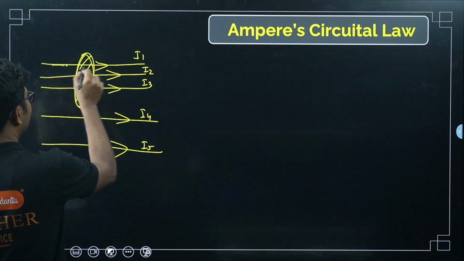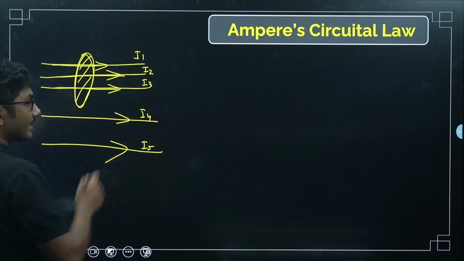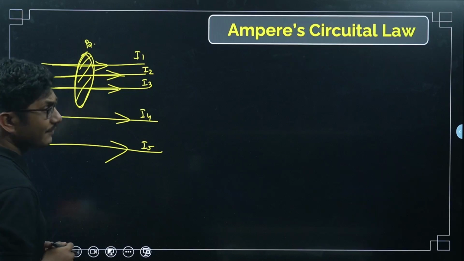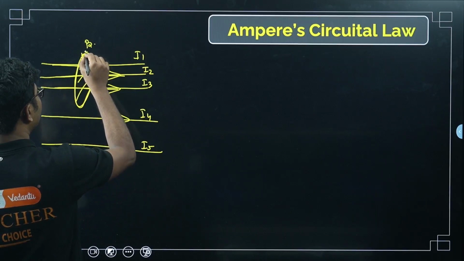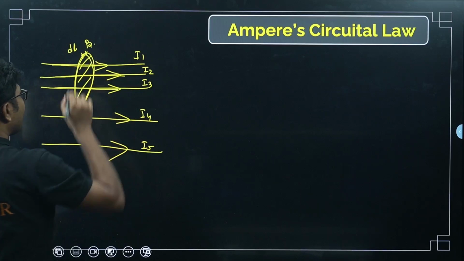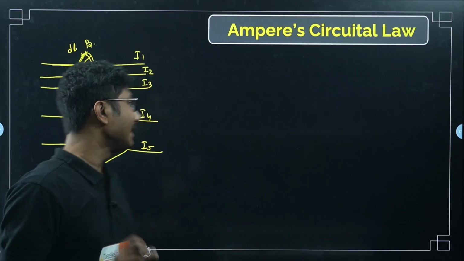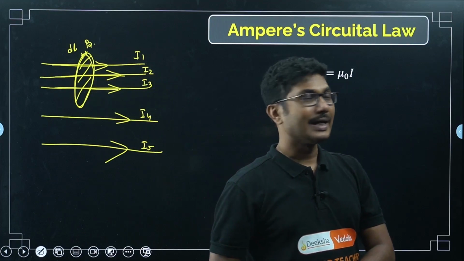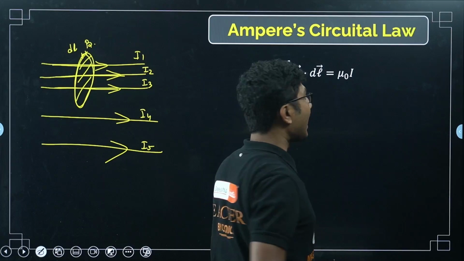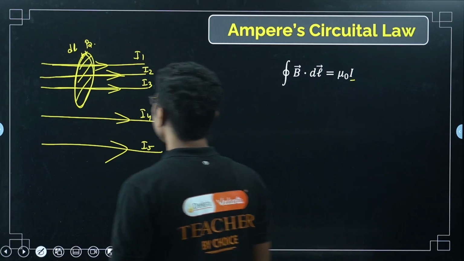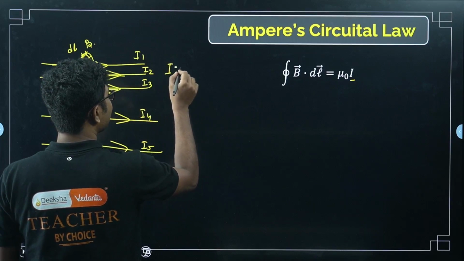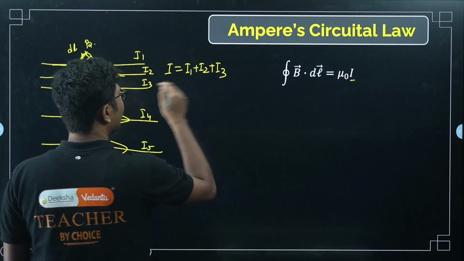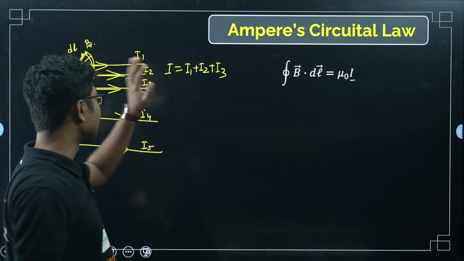Whatever current is flowing through the surface, and whatever the magnetic field at this point, say B, if I take a small portion of length dl and calculate this specific integral B dot dl, then we will get that equals mu naught I. What is the meaning of I? I is here the enclosed current. So in this case I is basically I1 plus I2 plus I3. It does not include any other current, I4, I5 or any other current that is outside this loop.